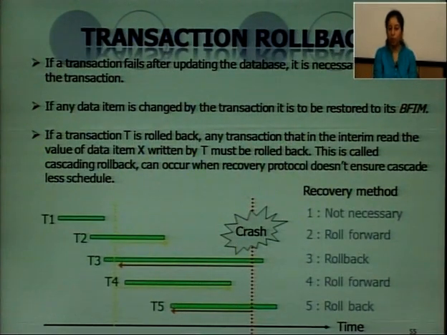Now, transaction rollback. If a transaction fails after updating the database, it is necessary to roll back the transaction. If any data item was changed by the transaction, it must be restored to its BFIM. If a transaction T is rolled back, any transaction that in the interim read the value of a data item X written by T must also be rolled back. This is called cascading rollback, and can occur when the recovery protocol does not ensure cascadeless schedules. The recovery methods are roll forward, roll back, and roll forward with roll back. This is an example of transaction rollback.